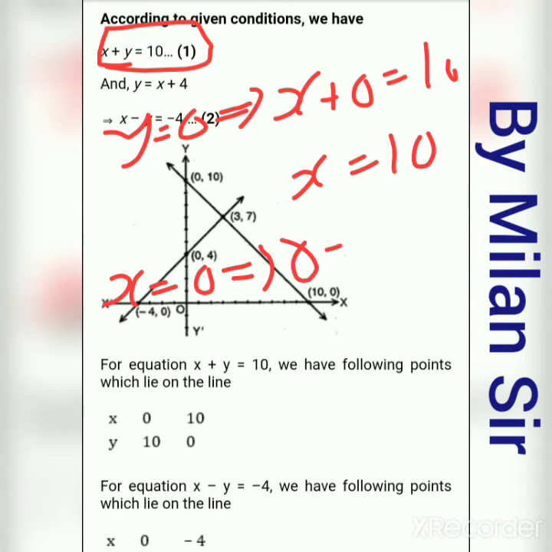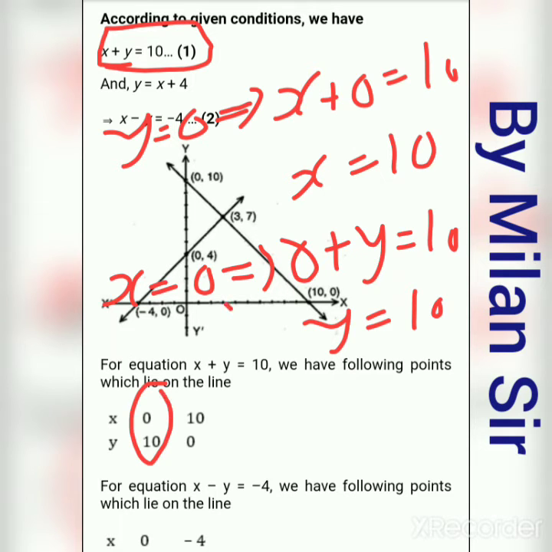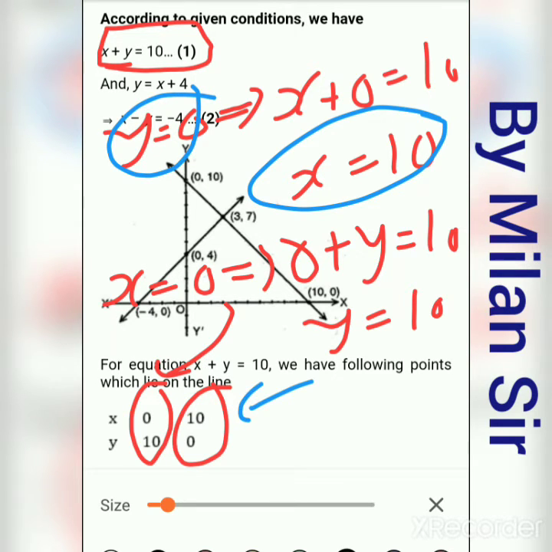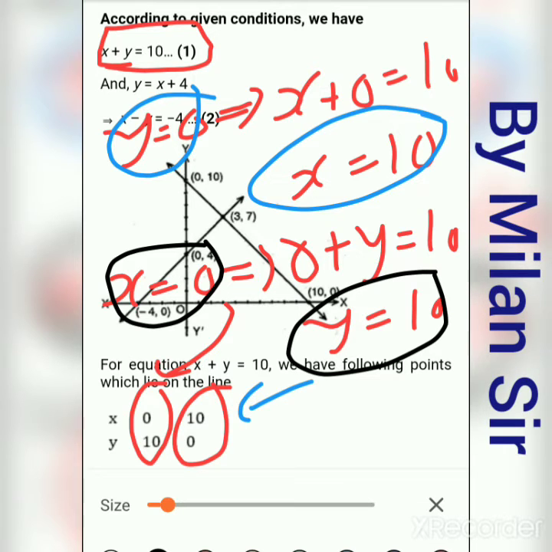So here 0 plus y is equal to 10. So y is equal to 10. So our second point is x 0 and y 10. This is the first point, x 10 and y 0, right? Here y 0, x 10. This is our second point, x 10, y 0, and this is our first point, x 0 and y 10. Okay, so our 2 points are ready.